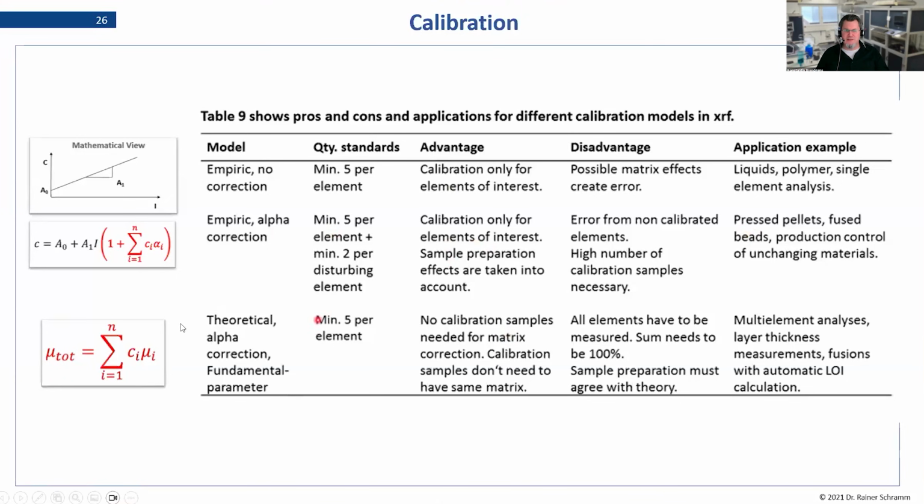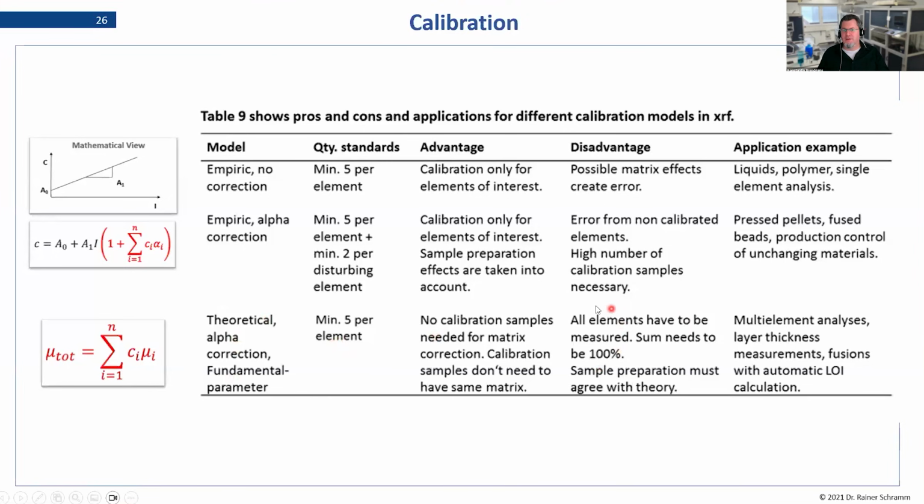And in recent years, theoretical and empirical have kind of changed a bit. I think due to the ease of use and the modern computers nowadays being so fast, theoretical alpha correction has been kind of the go-to solution now. Also, it's usually cheaper because you need fewer standards. So this is kind of the new trendy one.